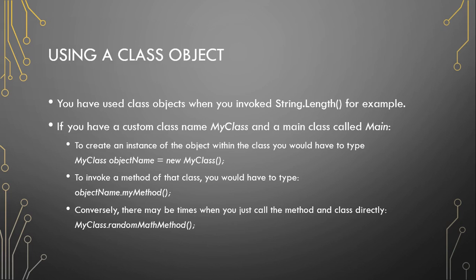Conversely, though, there's also times when you may be able to call the method in the class directly, myClass.randomMathMethod. The difference between the two of them, and I'll show that here in a second, is whether or not that method is defined to be static. If the method is not statically defined, you can't do the second option. So this option right down here would not be available if the method is not static. If the method is static, yes, you can do this because that means we're not expecting these values to change. But sometimes they're not static, and so you have to create an instance of that object.